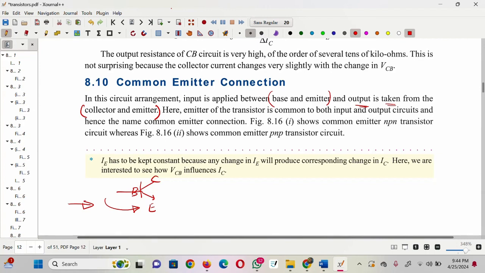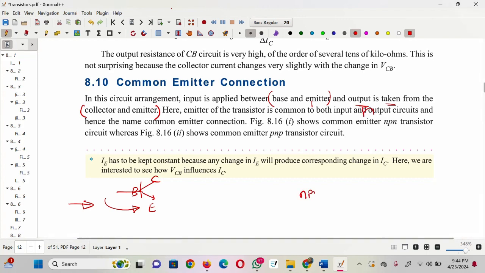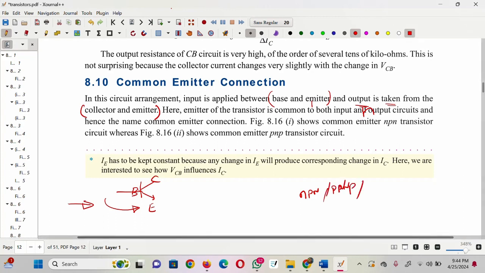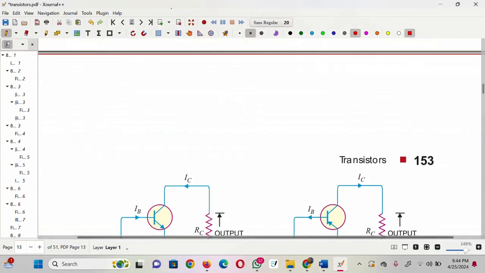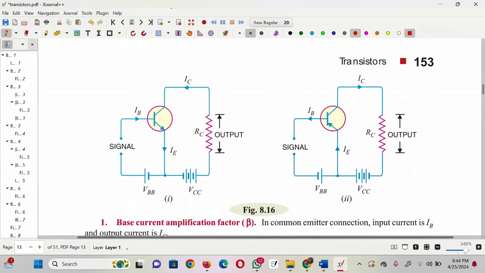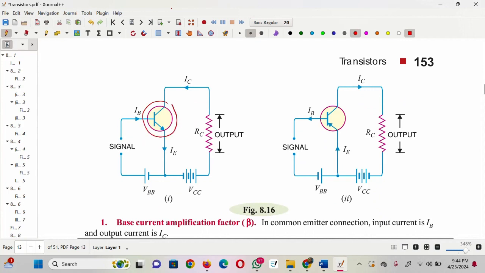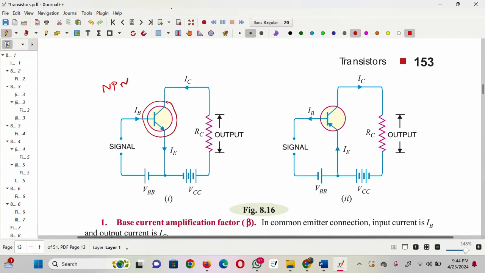Already we know there are two types of transistor connections, called the NPN transistor and the PNP transistor. What is in the NPN and what is in the PNP, we discussed in the last class. For the common emitter configuration I am going to use both the NPN transistor and the PNP transistor. See here, this structure belongs to NPN, the symbol of the transistor. This one belongs to PNP, the symbol of the transistor.